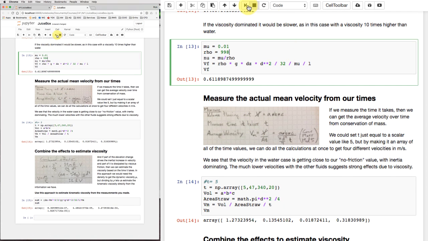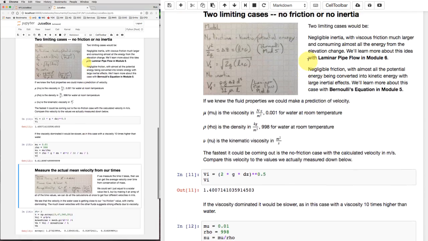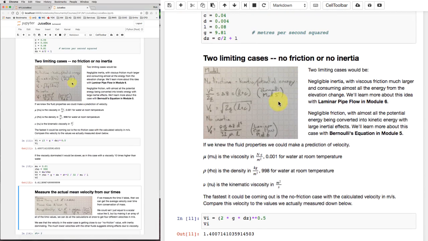And when I go to run this code, I get an output velocity of about 0.6 meters per second. So less than half of what I had in the purely inertia case. So probably the inertial forces are not as important here, and our assumption that inertia is not making a significant contribution is probably okay.